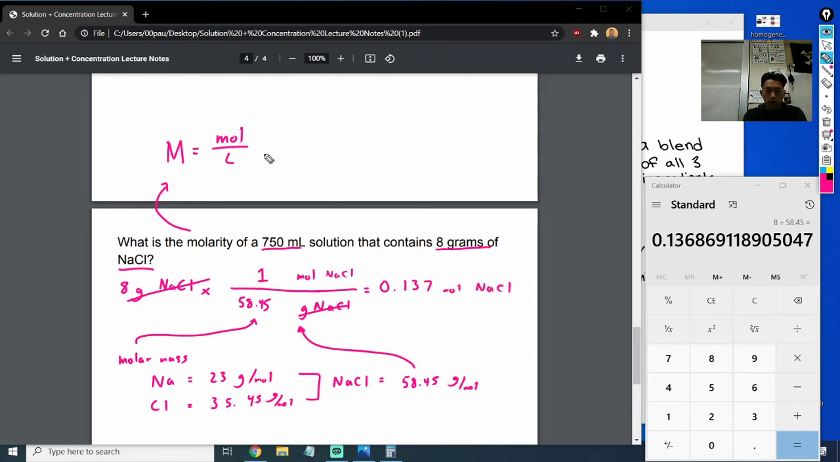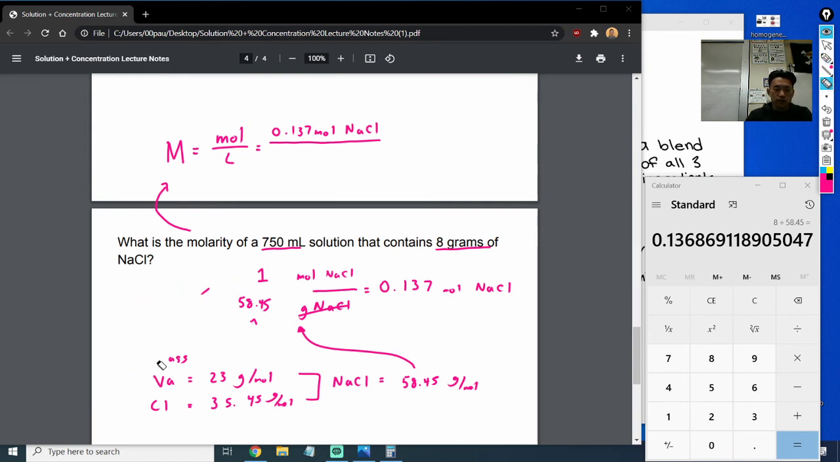Okay? So on the top of our fraction, we're going to put 0.137 moles of NaCl. And then on the bottom, we have to put in liters, but we don't have liters, we have milliliters. So what we're going to have to do is take the 750 milliliters and turn that into liters.